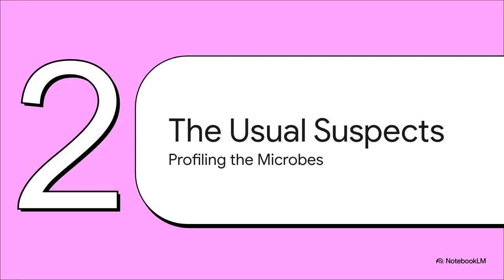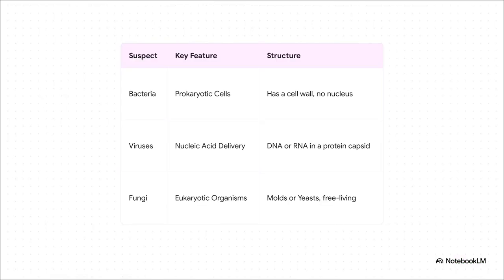To solve any case, a detective needs to know who they're looking for. And in microbiology, that means you have to profile the main types of microbes that can cause all this trouble. So, in the world of medical microbiology, you've got your usual suspects, and they generally fall into three big groups.